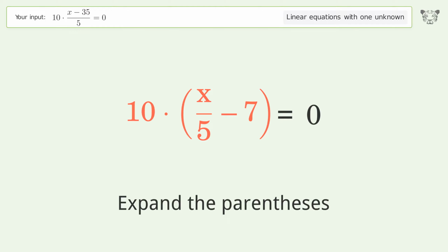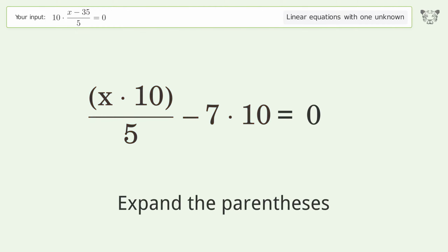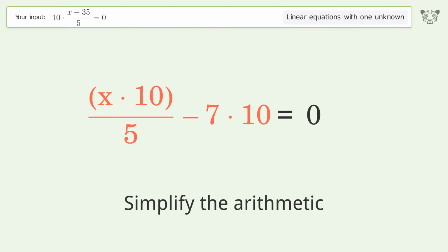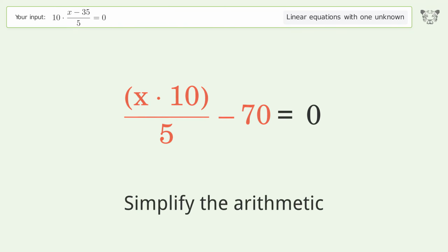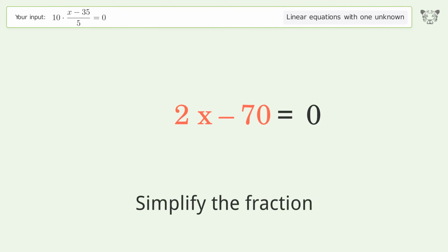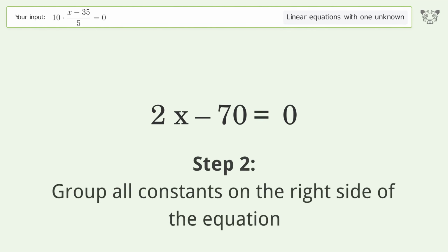Expand the parentheses. Simplify the arithmetic. Simplify the fraction. Group all constants on the right side of the equation.